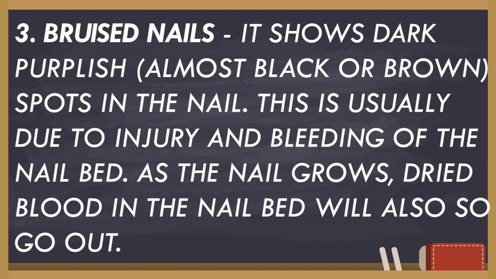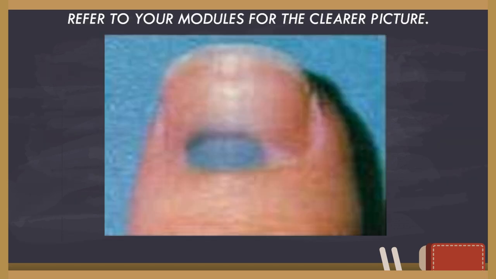Bruised nails. It shows dark purplish or almost black or brown spots in the nail. This is usually due to injury and bleeding of the nail bed. As the nail grows, dried blood in the nail bed will also go out.